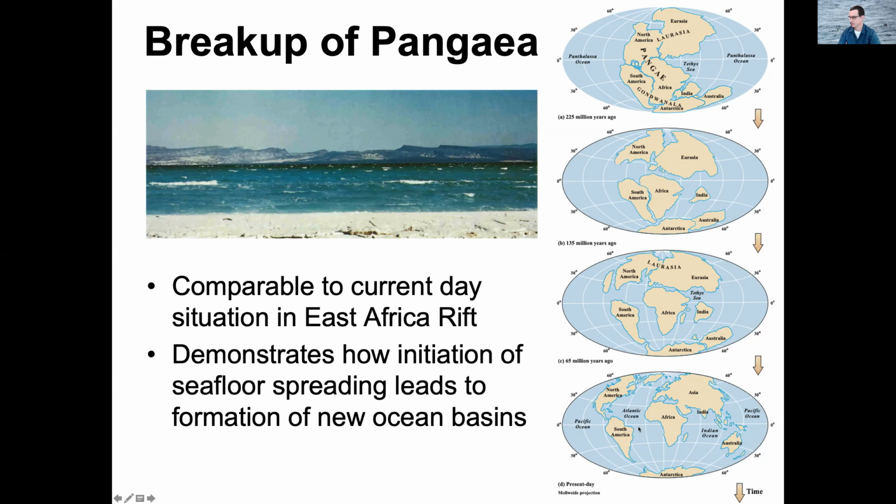So for example, the Rift Valley in Africa, this is a video or a picture from there. That's essentially where the African plate is starting to break up, and we are seeing what will eventually turn into a new ocean basin. The Red Sea is another example of the formation of a new ocean basin.